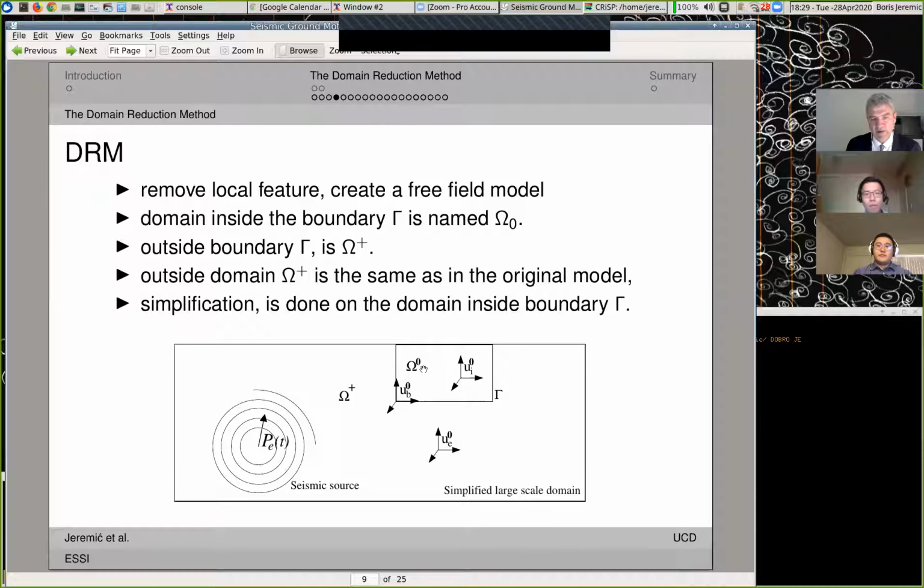Going back, this now becomes omega 0 because we removed the local feature, the building, the bridge, the dam, the nuclear power plant. The outside still remains the same. There's no change in the outside. It's still omega plus. So the only difference here is that these displacements now become displacement 0. So this is a so-called simplified large-scale domain. The domain is still huge. It's still 100 by 100 by 40 kilometers. So we haven't really done much to reduce the size of the domain, except that we removed the actual feature on top.